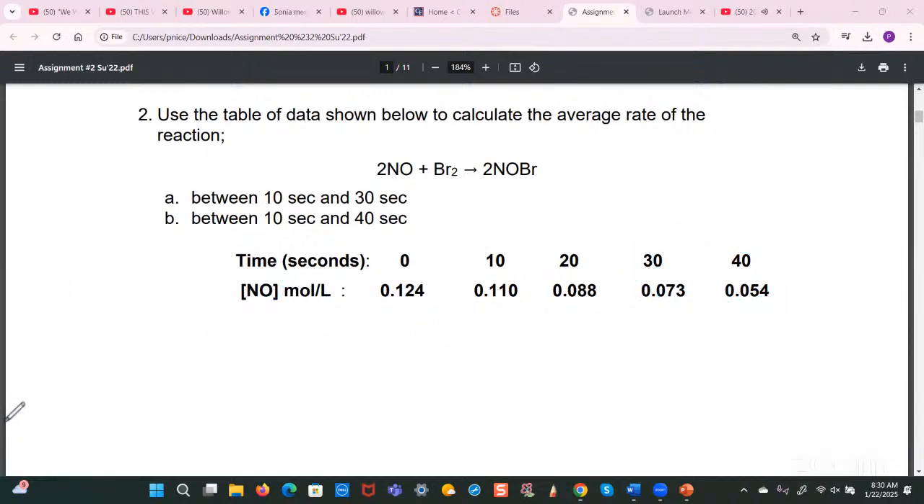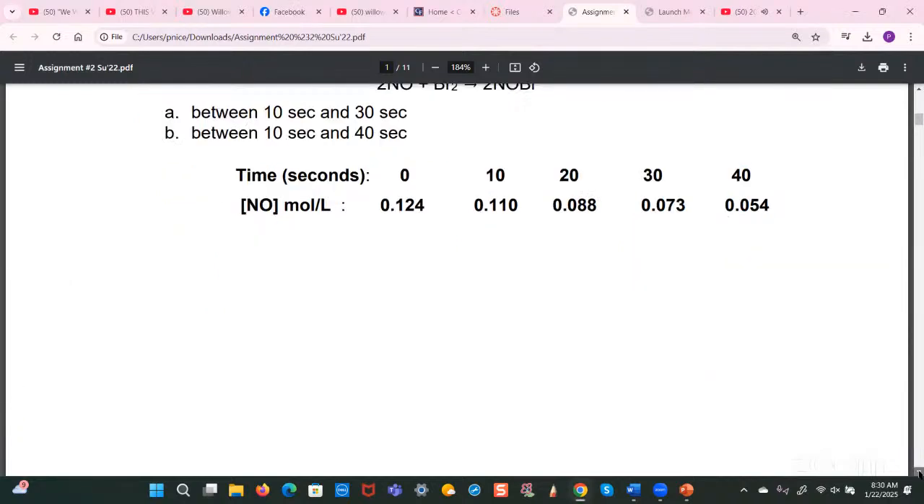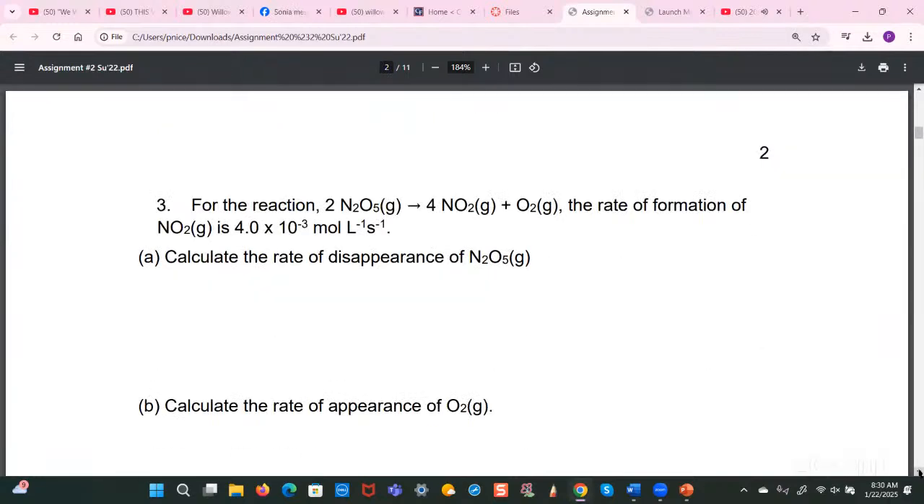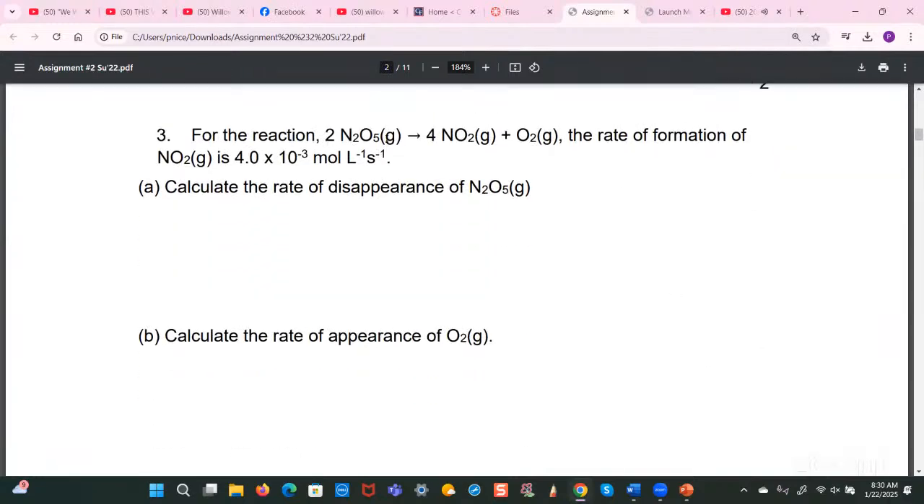Okay, so let me clear this. Let me see, can we do another question? Let's see. Oh, yes, we can, all right. So this one gives you the equation for the reaction, balanced equation. And it says that the rate of formation of NO2 is 4.0 times 10 to the minus 3 moles per liter per second, right? So the question is asking for the rate of disappearance of N2O5.